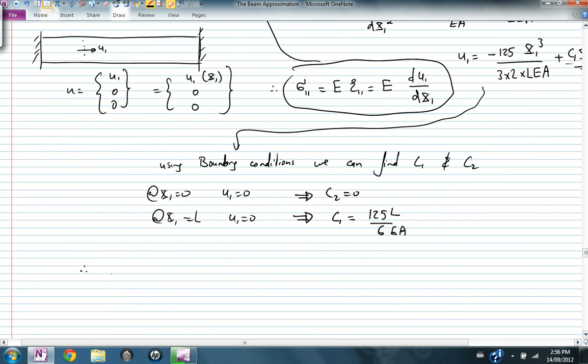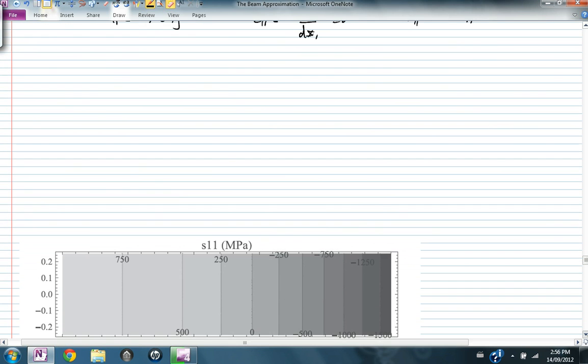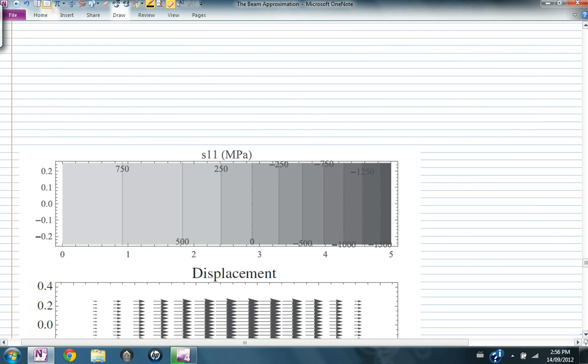Therefore, I have u1 as a function of x1, and epsilon 1 is equal to du1 by dx1. I can get the strain, and I can get the stress using the constitutive law, that the stress is equal to E multiplied by epsilon 1. And if you draw the contour plot of all these things, you end up with this distribution.